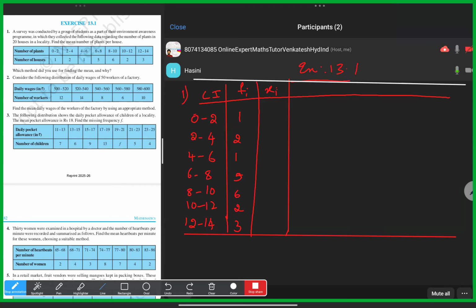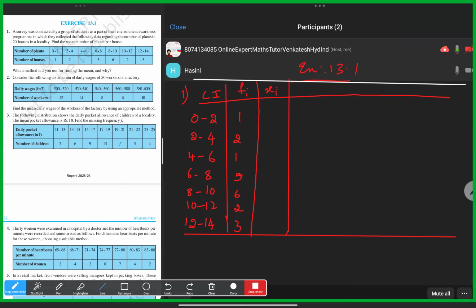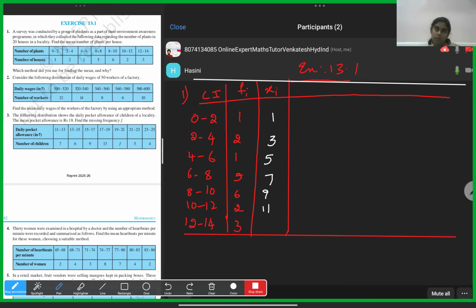Then 2 plus 4 is 6, 6 by 2 is 3. Next, 4 plus 6 is 10, 10 by 2 is 5. Then 7, then 9, then 11. Next, 12 plus 14 by 2 is 13.